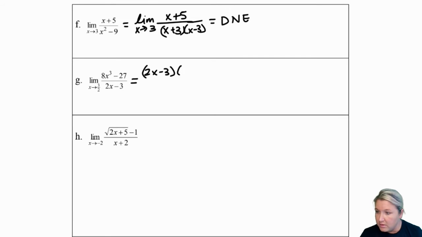times 4x squared plus 6x plus 9. So you have to take the first term and square it. You take the last term and square it, because that's like if you were to square 2x minus 3, you would end up with the 4x squared and the 9. Then you take the middle two and multiply them together.